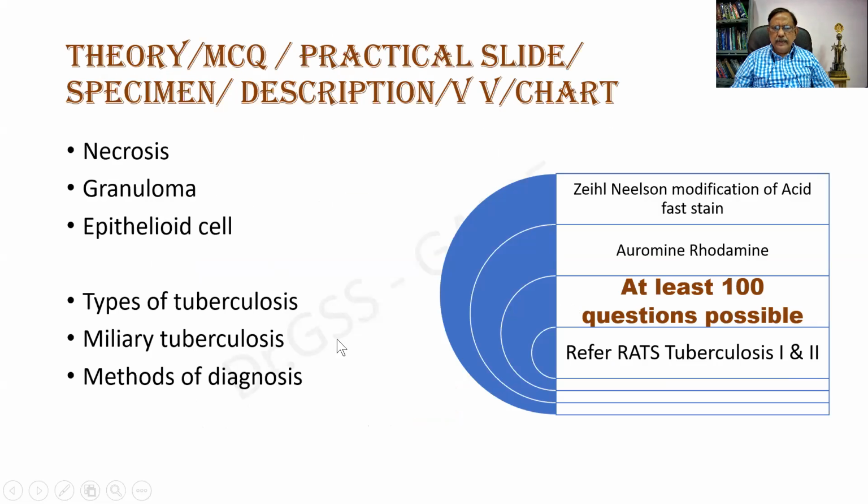And there are multiple aspects that you people will have to see. Defining necrosis, what is a granuloma, what is an epithelioid cell, the types of tuberculosis, miliary tuberculosis, and the modes of diagnosis. The stain that can be used will be the Ziehl-Neelsen's modification of the acid-fast stain or the Auramine and Rhodamine stain. At least 100 questions are possible. Please refer to tuberculosis 1 and 2.